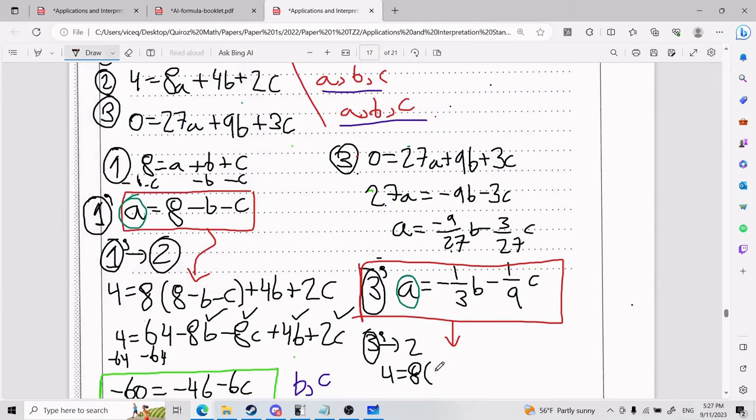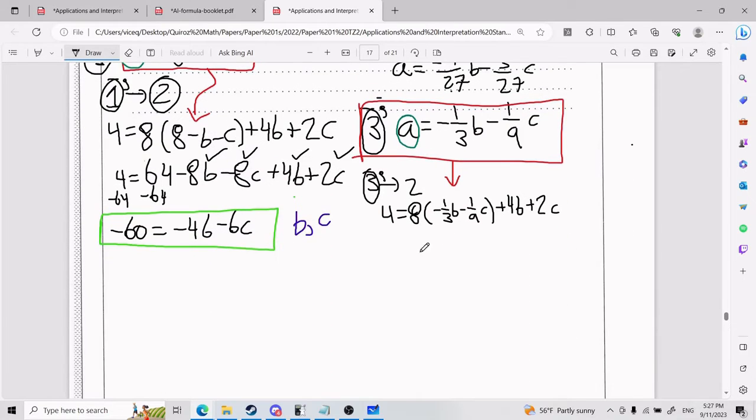See? It's going to be negative 1/3 b, negative 1 over 9c, close parentheses, plus 4b plus 2c. Cool. So 4 equals negative 8 divided by 3b minus 8 divided by 9c plus 4b plus 2c.